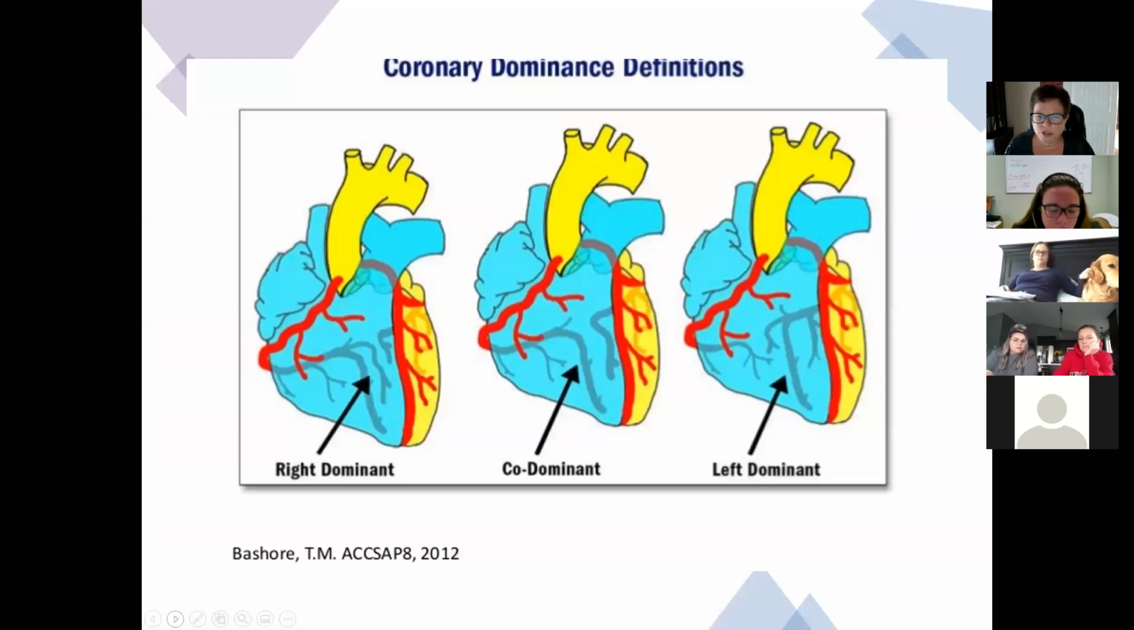So here is a picture of the right dominant, the codominant. You can see here that my posterior descending artery traverses down the posterior groove in the back of my heart. This is a patient who has codominance. Both his RCA and his circ are feeding the posterior part of the heart. And then here is a patient whose PDA, posterior descending artery, comes off of the circumflex. Now, I know these are simplified cartoony pictures and they're much more interesting on angiogram, but it gives you an idea.